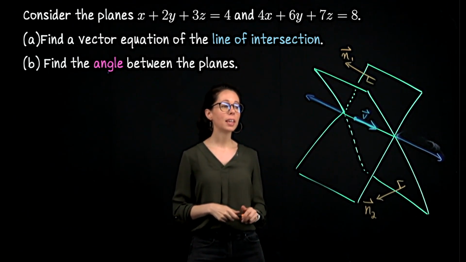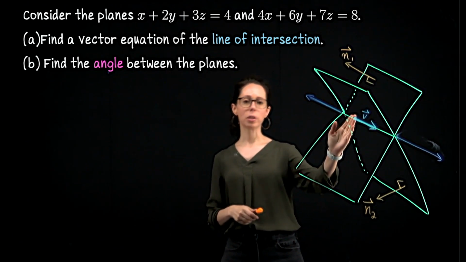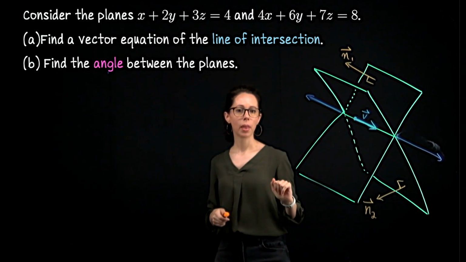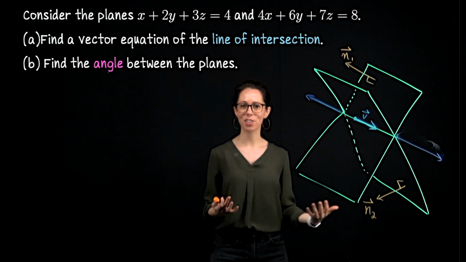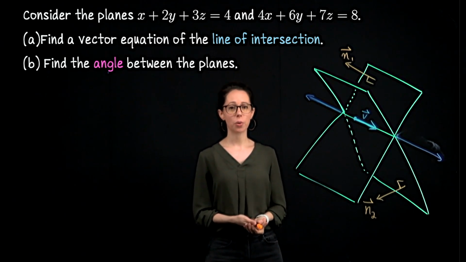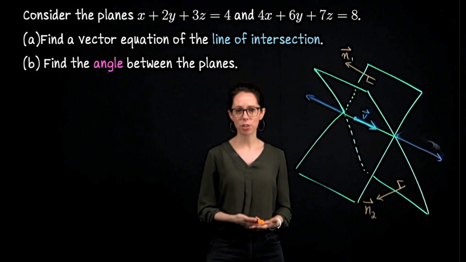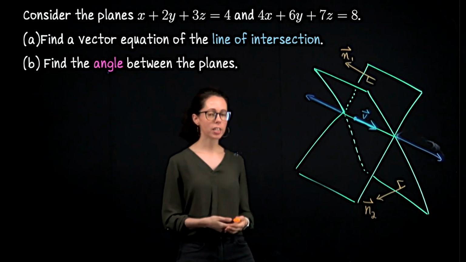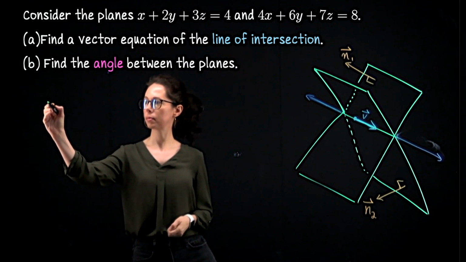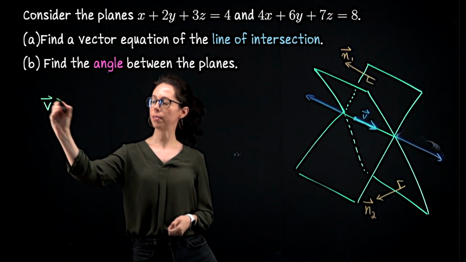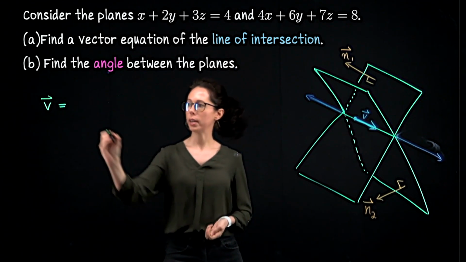Okay, so V lives on this first plane, which makes it perpendicular to n1, but it also lives on the second plane, which makes it perpendicular to n2. So we want a vector which is perpendicular to both n1 and n2. There's a very systematic way to find such a vector, and that's with the cross product. Okay, so we will find V by crossing n1 and n2.